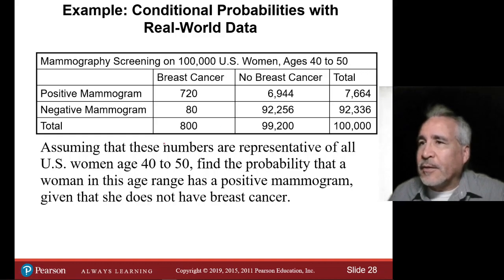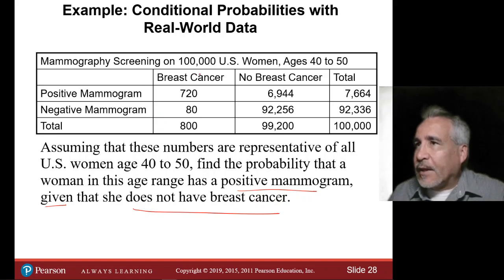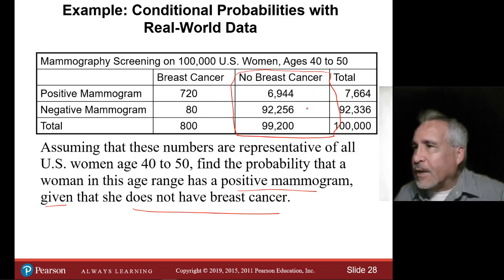I'll do a few of these, but assuming these numbers are representative of all U.S. women ages 40 to 50, find the probability that a woman in this age range has a positive mammogram, given, so this is the information we already know, that she does not have breast cancer. So we know she does not have breast cancer. So it just tells us we're dealing with the no breast cancer numbers. The numbers about breast cancer don't matter. This is the field we're in.